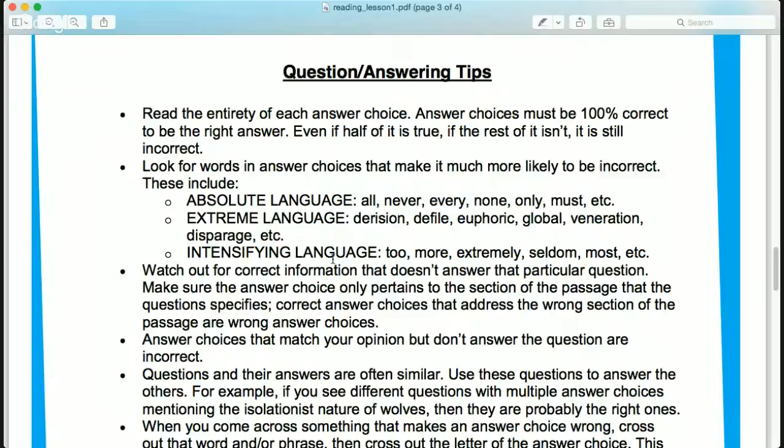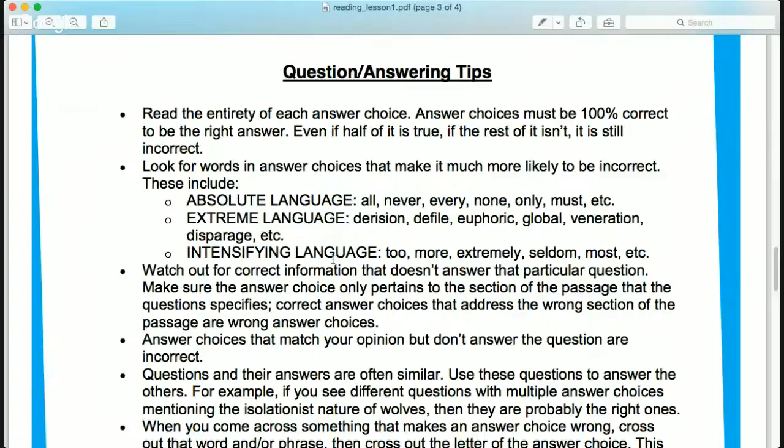Look for words in answer choices that make it more likely to be incorrect. These include absolute language, such as all, never, every, none, only, must, etc. Extreme language: derision, defile, euphoric, global, veneration, disparage, etc. Intensifying language: too, more, extremely, seldom, most, etc. Unless it says in the passage that, say, no birds eat a particular berry, don't assume that this is what the author means.